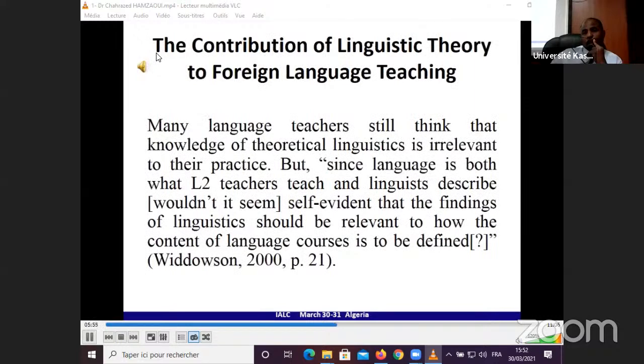As far as the contribution of linguistic theory to foreign language teaching is concerned, many language teachers still believe that knowledge of theoretical linguistics is irrelevant to their practice. However, since language is what every teacher teaches and language describes, we think that areas that require linguistics should be relevant to how the concept of language is to be defined. In fact, these are signature words. The question then is not whether language teachers should be trained in linguistics, but which aspect of linguistics should be emphasized in teacher training courses?